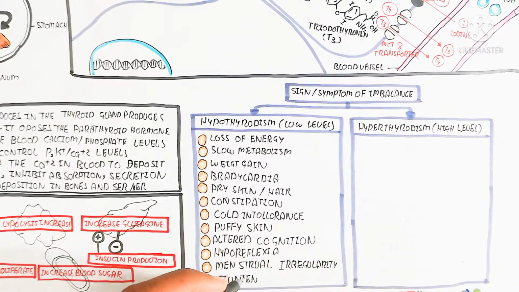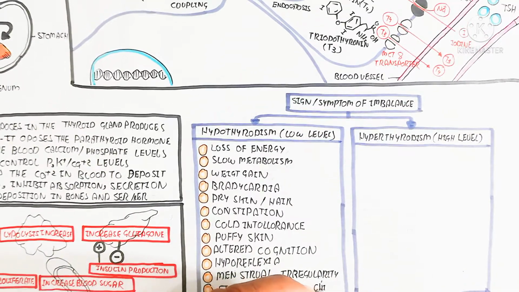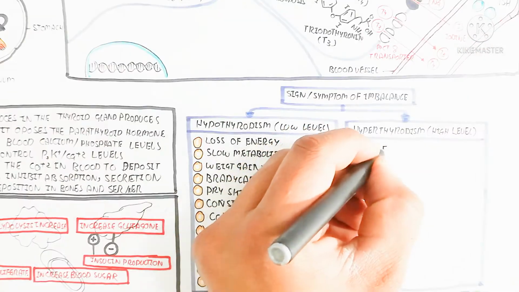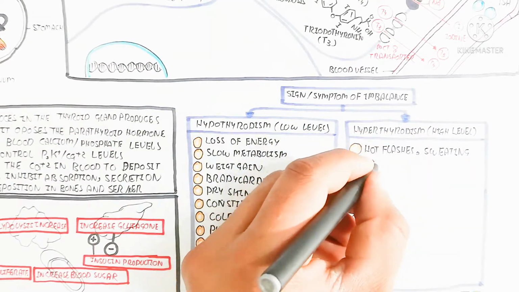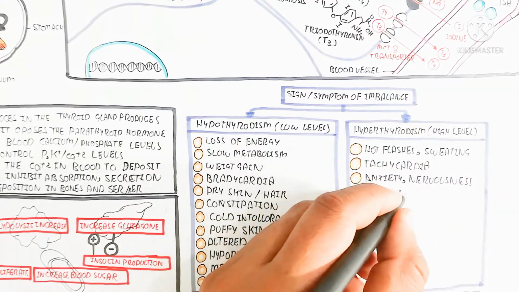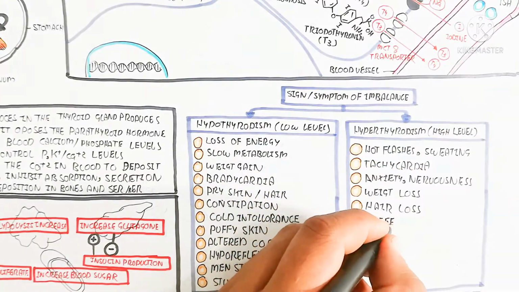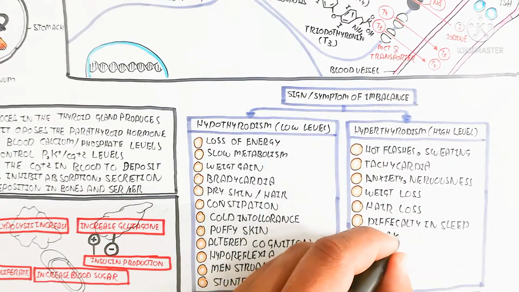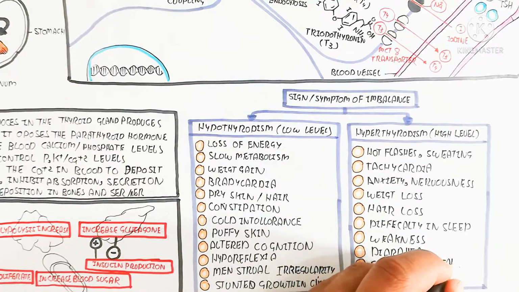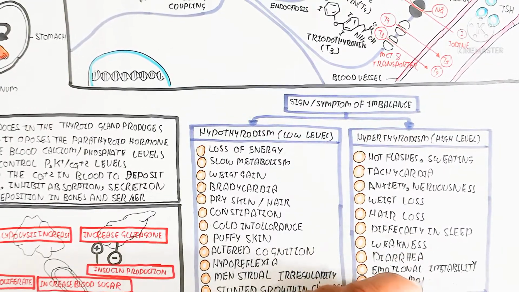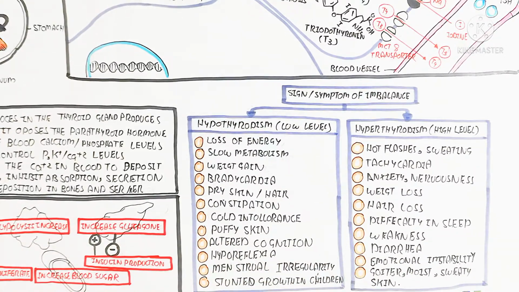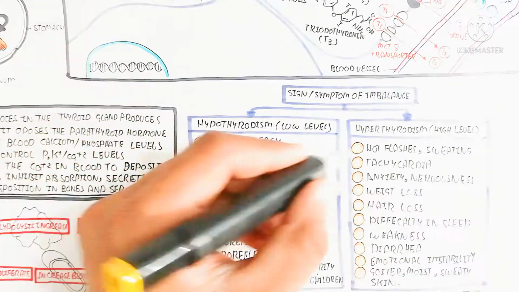In the case of hyperthyroidism it is different, with a high level of T3 due to the autoimmune disorder, which produces hot flashes, sweating, and tachycardia, which is the opposite, and anxiety, nervousness, weight loss, hair loss, difficulty in sleep, weakness, diarrhea, emotional irritability, goiter, and moist sweaty skin. So these are all the signs and symptoms of hyperthyroidism and hypothyroidism.